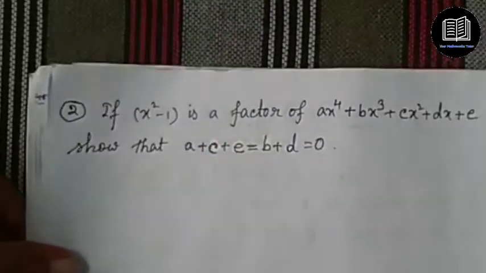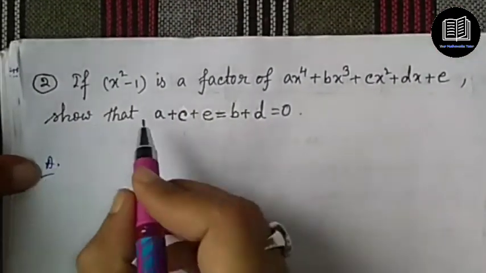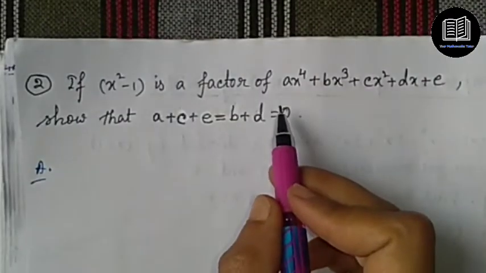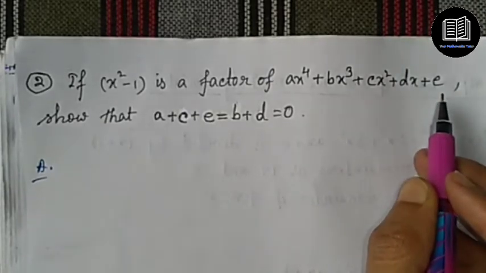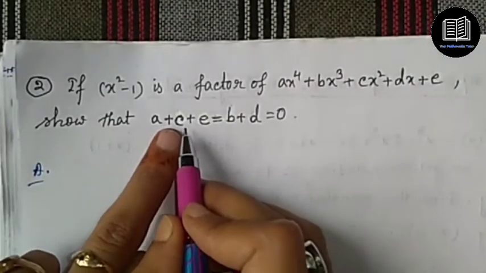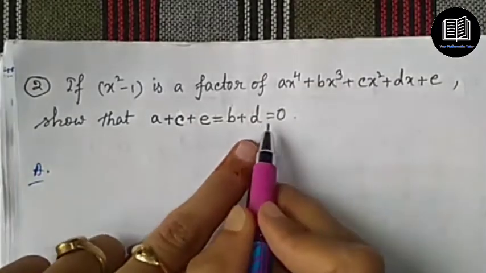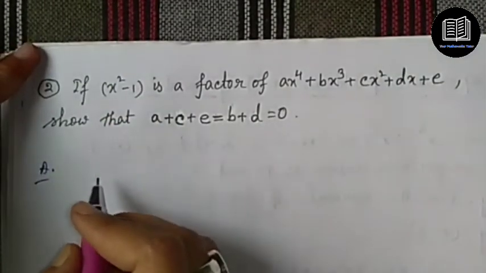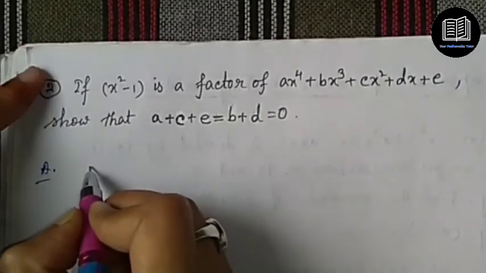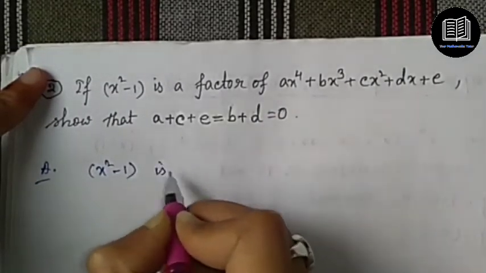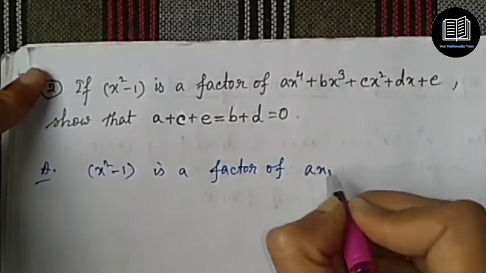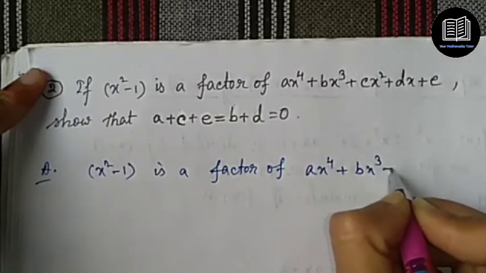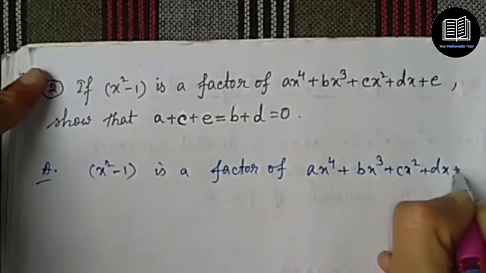Next, come problem number 2. See, if x square minus 1 is a factor of ax to the power 4 plus bx cube plus cx square plus dx plus e, show that a plus c plus e equals b plus d equals 0. See, it is given that x square minus 1 is a factor of ax to the power 4 plus bx cube plus cx square plus dx plus e.